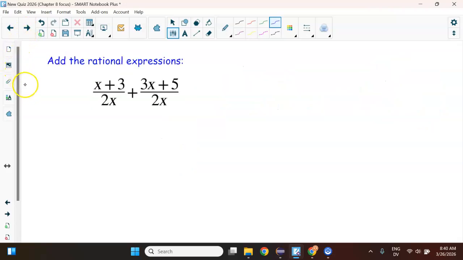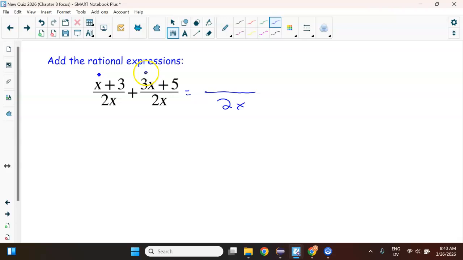Okay, adding. Again, I'll have you pause the video, give this a shot first. All right, the key to the add or subtract ones is you just have to make sure the denominators match. And they already match here, which is great. So you just keep the denominator and then add the numerators.